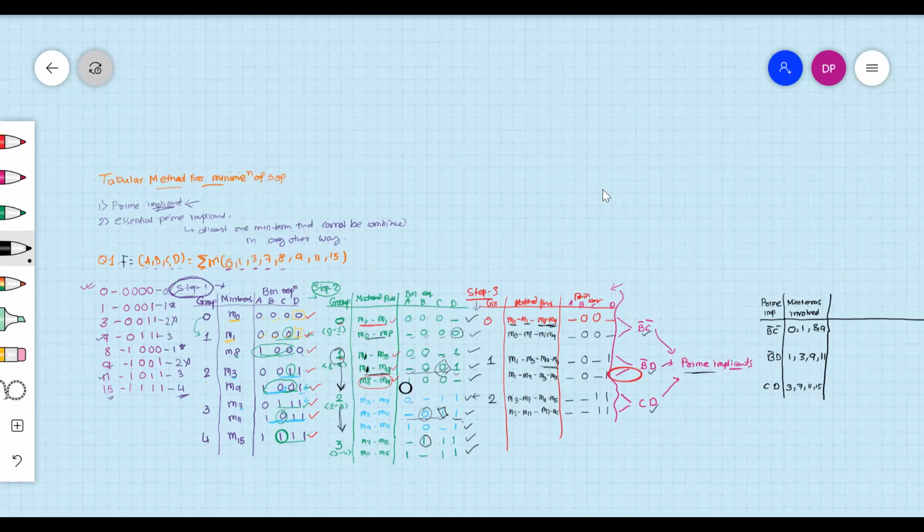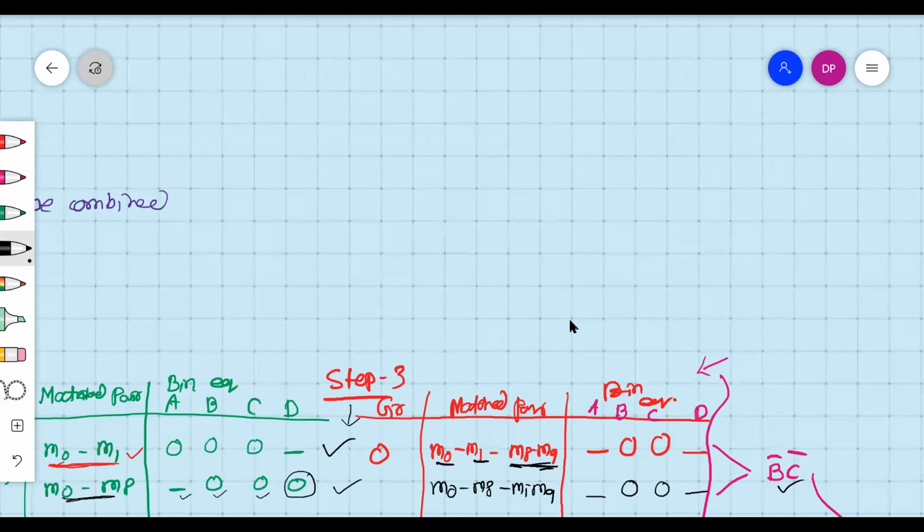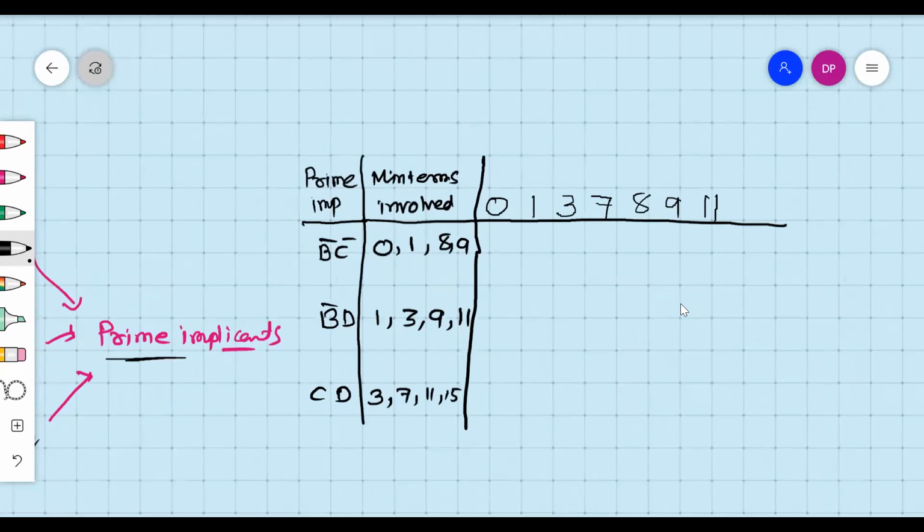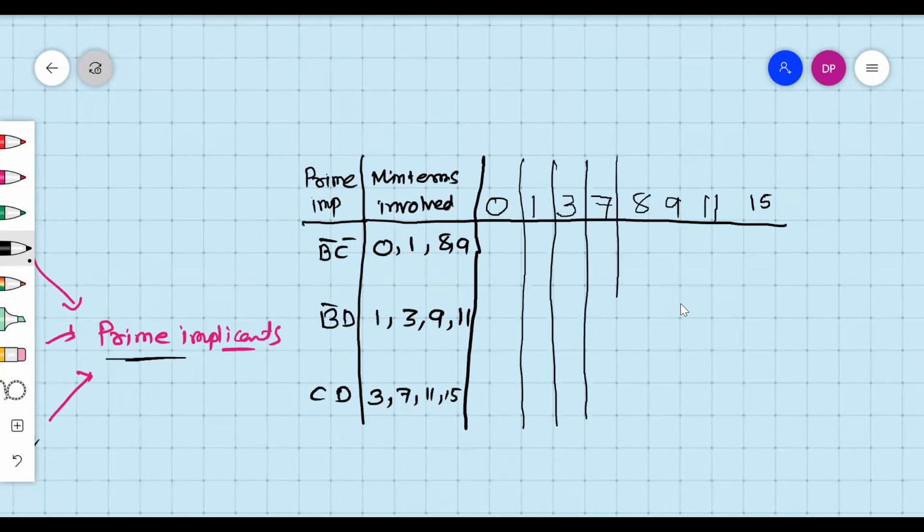Let's write it here. So this is 0, then you have 1, then 3, then 7, 8, 9, 11, and 15. So you can make tables like this.